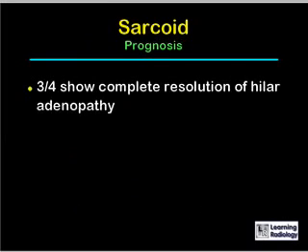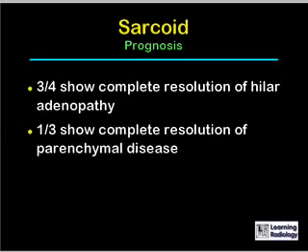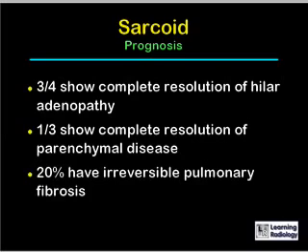3/4 of patients with sarcoid show complete resolution of their hilar adenopathy. 1/3 will show complete resolution of parenchymal lung disease. Only about 20% have some form of irreversible pulmonary fibrosis, and there is a small 5% mortality, frequently from cor pulmonale or pulmonary arterial hypertension.